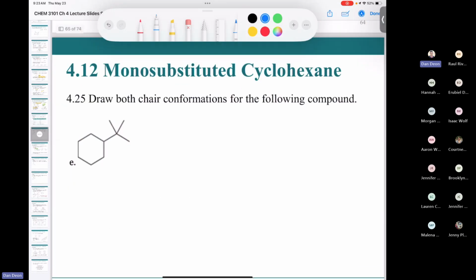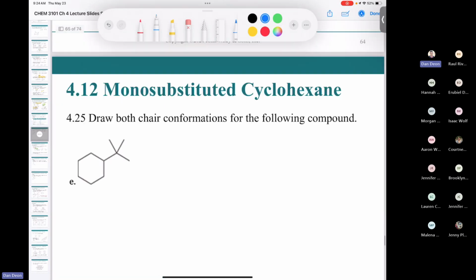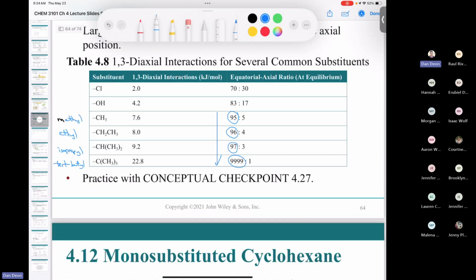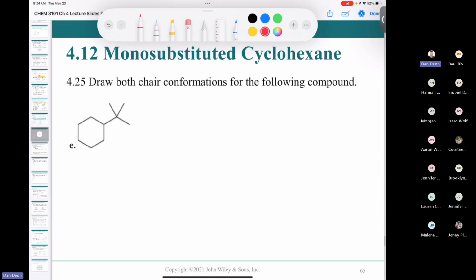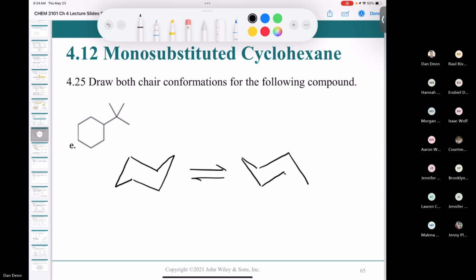So here it says if you have tert-butyl cyclohexane, this compound, draw both chair conformations. So that's this compound here is what they're talking about. One tert-butyl group on a cyclohexane. So I'm going to start by drawing both chairs. I'll draw the first chair going this way, and it doesn't matter which one you draw first, and then we'll put equilibrium arrows, and then we'll draw the other chair, which is going to look something like this. Okay, so those are my two chairs.